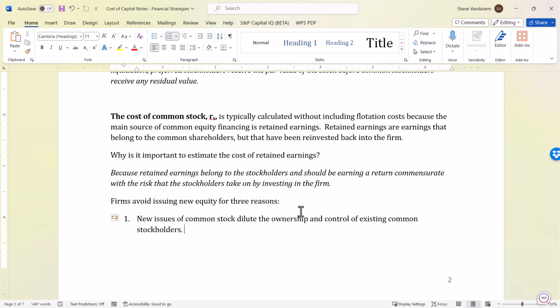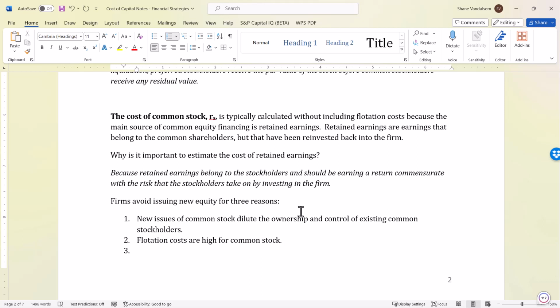So that's one reason. Secondly, it's expensive. We talked about flotation costs for preferred stock. Those flotation costs exist for common stock as well. So flotation costs are high for common stock, and so it's expensive to issue new shares of common stock or new issuances of common stock.